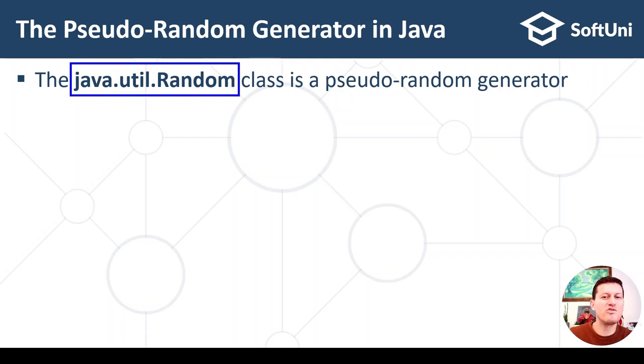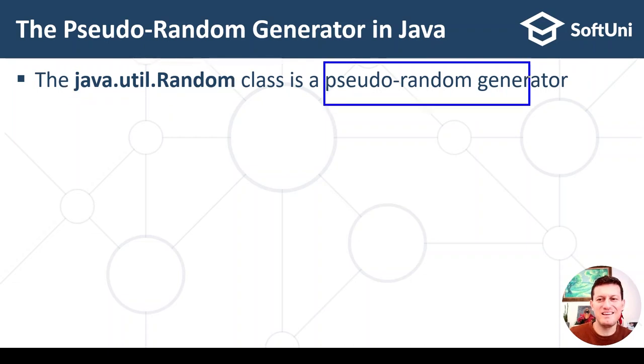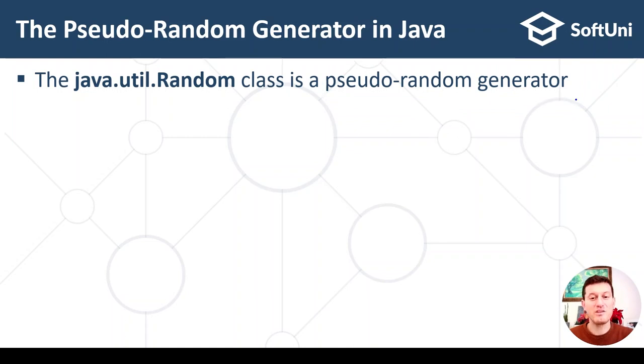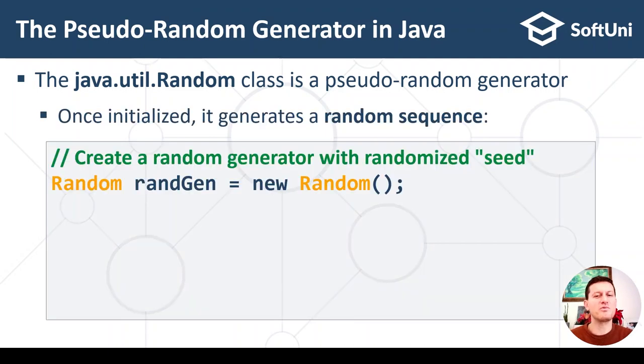It's a class which is a pseudo-random generator. It's a generator of random numbers based on a formula, based on mathematical calculations which start from a certain seed. Seed means a starting value, and there is a formula which transforms this starting value to another starting value, and there is another formula which generates a random number in a certain range based on this seed. I'll show you how this works.